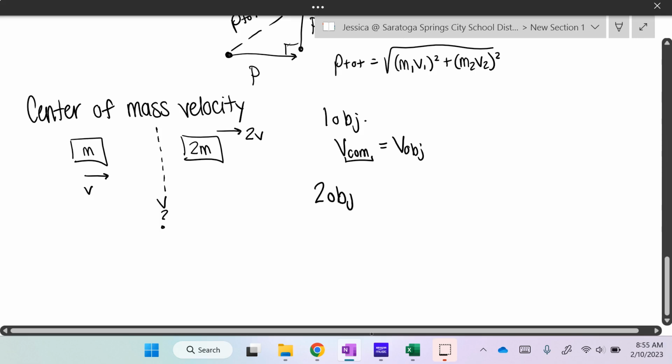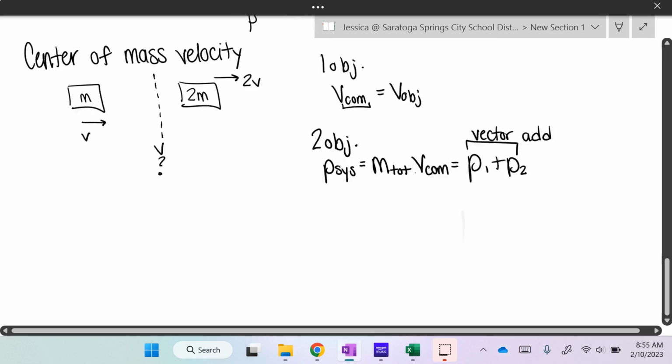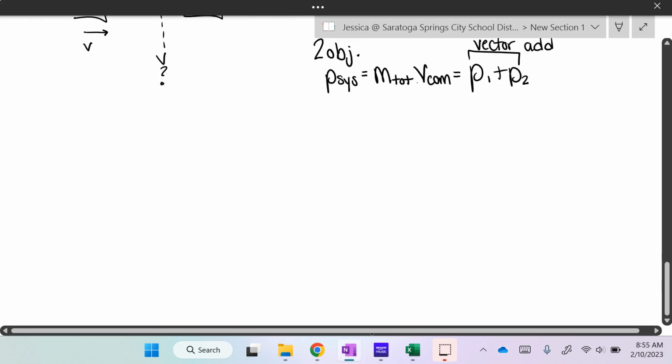In a two object system, the momentum of the system is really going to be the total mass times the velocity of the center of mass, which we showed above is the momentum of the first object plus the momentum of the second, right? Of course, a vector added together. Okay, so if one's negative, just make sure to subtract it. So if I wanted to find the velocity of the center of mass, I could find the total system momentum and divide by the total mass. So let's just do a quick example so you see what I'm talking about.